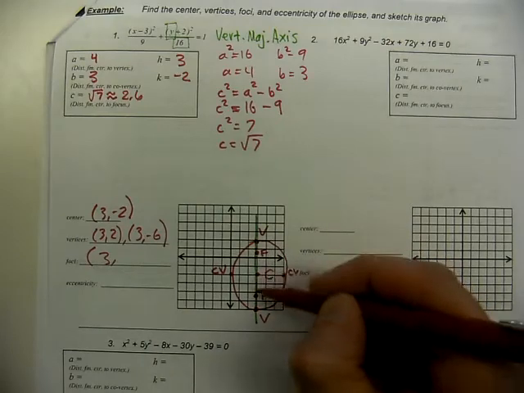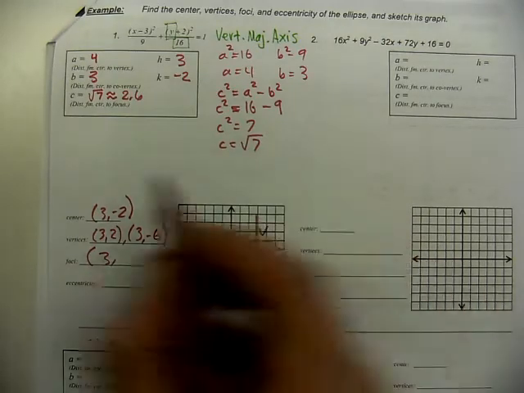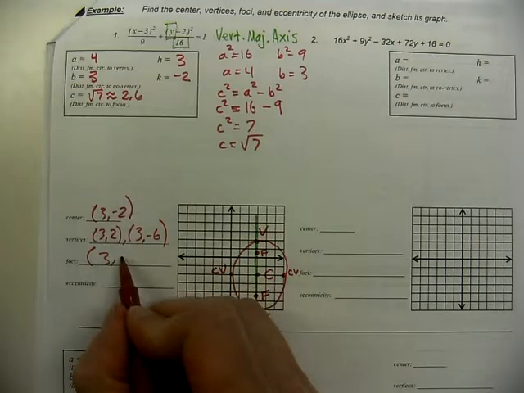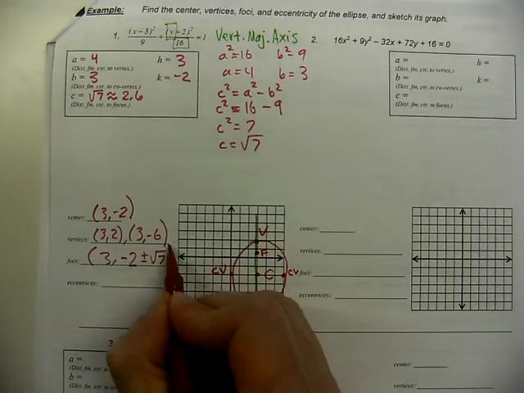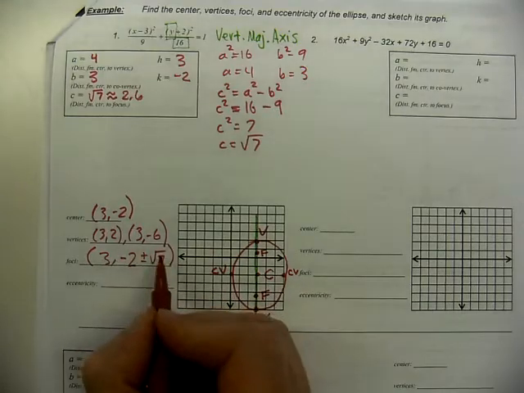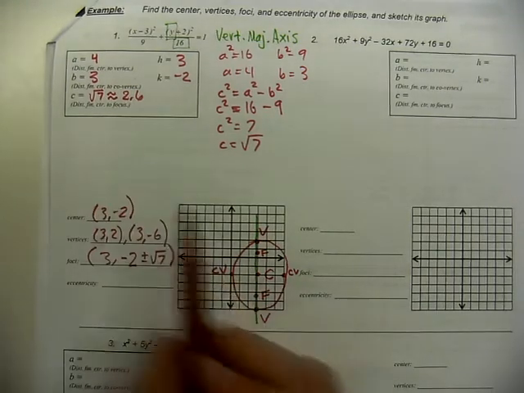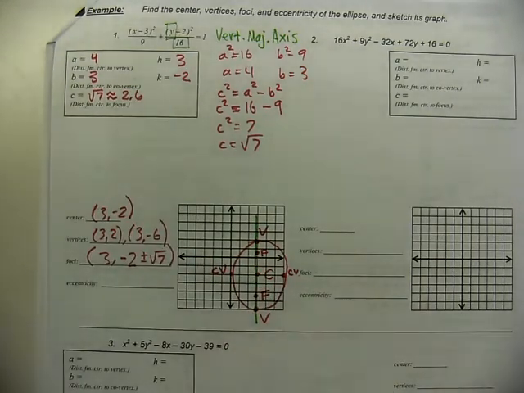Because we're above and below the center, and the center is at a y-coordinate of negative 2, we're going to say negative 2 and then plus or minus the root 7. So in other words, we're describing its exact location. We're only using the decimal value just for purposes of plotting the point.